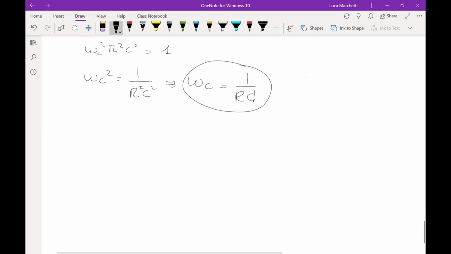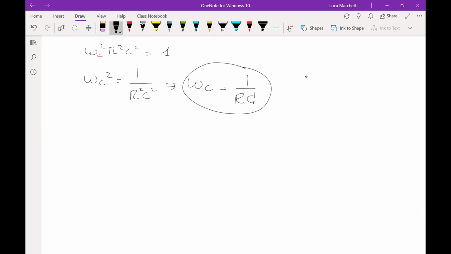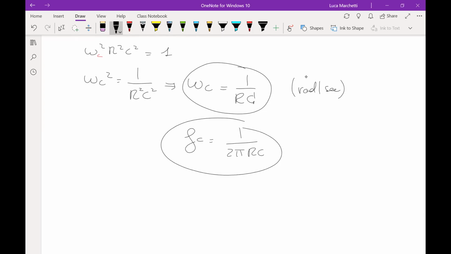The unit of this is radians per second. Sometimes you don't like that, and you want to write it in terms of frequency, so you have to divide by 2 pi, right? So the cutoff frequency here is 1 over 2 pi RC. And this one is measured in hertz.